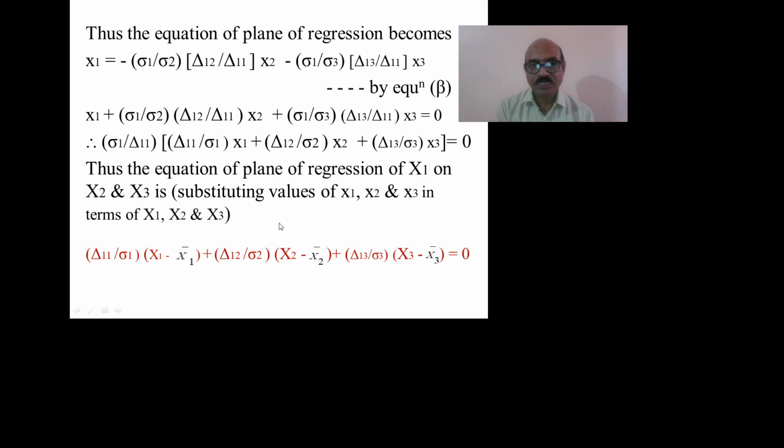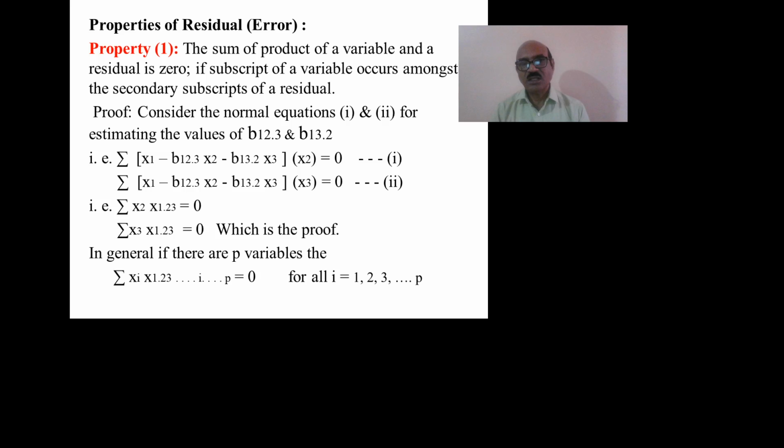Now there are certain properties of error, or we can say residual. The first property is that the sum of product of a variable and a residual becomes 0 if the subscript of the variable occurs among the secondary subscripts of the residual. Means this is a variable, this is the subscript 2, and it occurs in the secondary subscript of a residual, then this sum of product becomes 0. Similarly, if this variable subscript occurs in the secondary subscript, then the product is 0. That we have to prove.